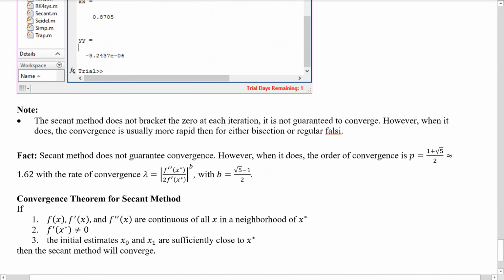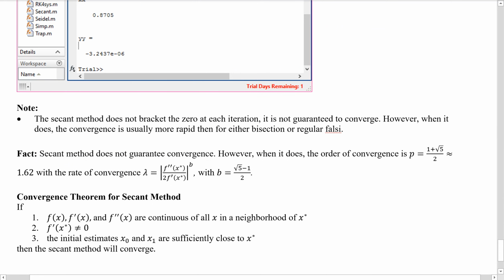Okay, note. The secant method does not bracket the 0 at each iteration. It does not guarantee to converge. However, when it does, then the convergence is usually more rapid than for either the bisection method or the regula falsi method. Okay, so facts: the secant method does not guarantee convergence. However, when it does, the order of convergence is P.